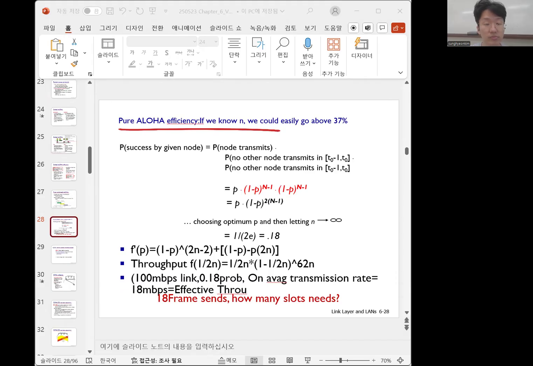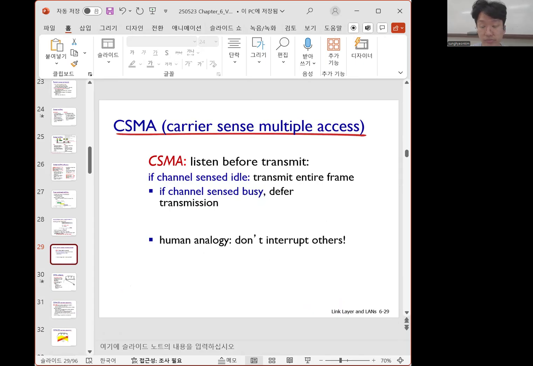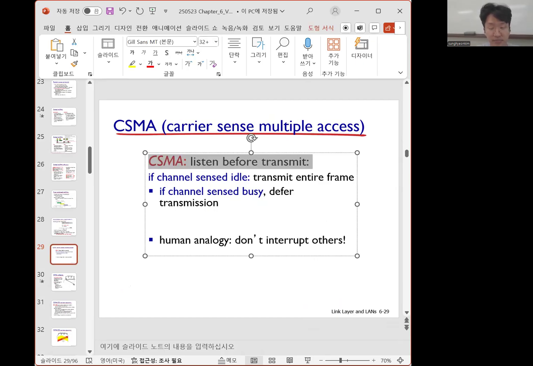And then CSMA came out. CSMA/CD is about collision detection. CSMA is about carrier sense multiple access, which is listening before transmission. But even with listening before transmission, a collision can happen.